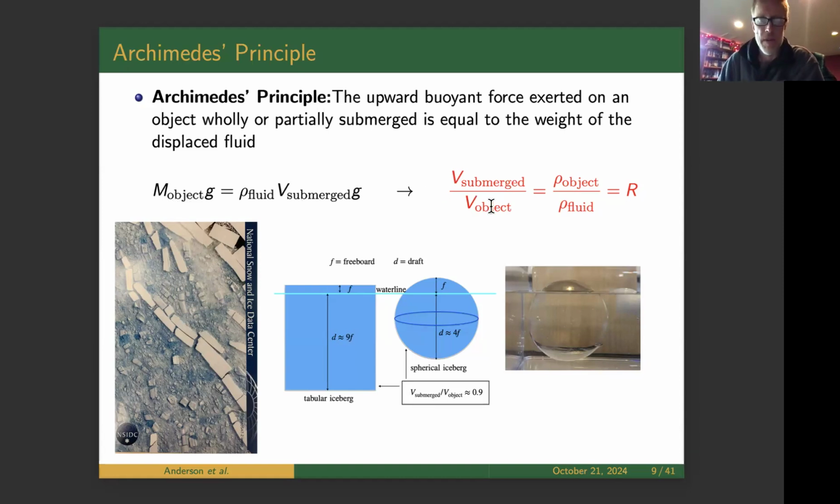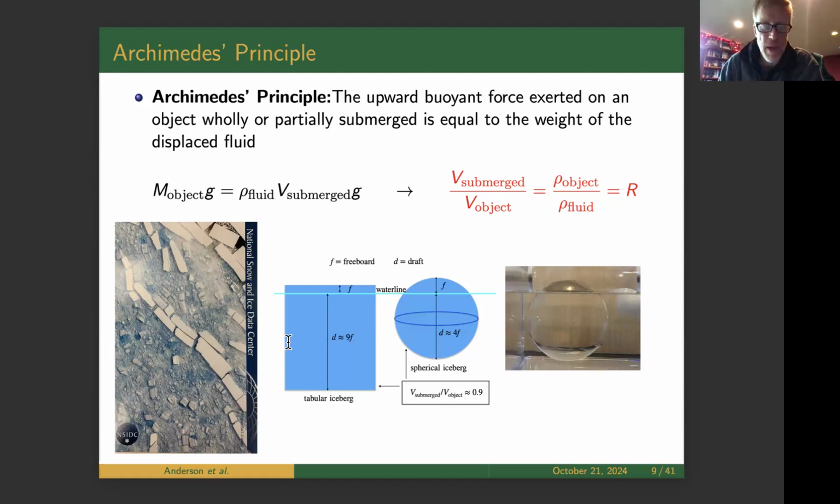And if you disassemble that a little bit, you can write that as the volume ratio. So submerged volume to the total object volume is equal to the density ratio of the object. This could be like an effective object density divided by the fluid density. So if you know this number, then you can predict how these things are going to float in terms of their volume ratio. Now for sea ice, or for just pure ice and water, that ratio is pretty close to 0.9, a little more, a little less, depending on details.